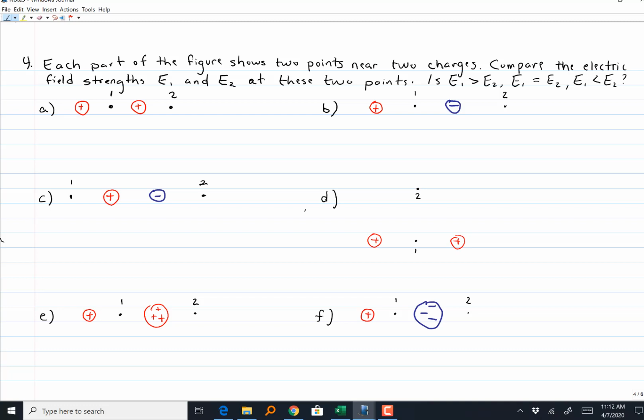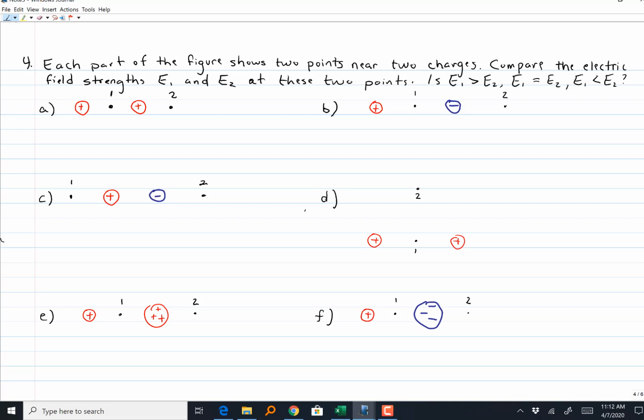All right, so we're just going to look at what these individual electric field vectors look like to try and get a comparison. So I'm going to start with A up at the top left here and start with point 1. All right, so I've got 2 positive charges, so they're both going to be creating electric fields that are pointing away.